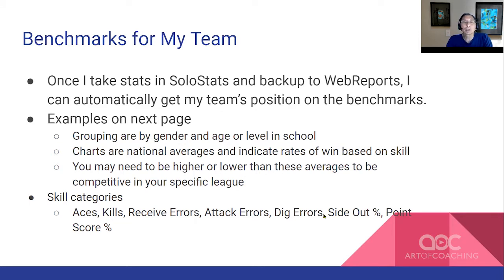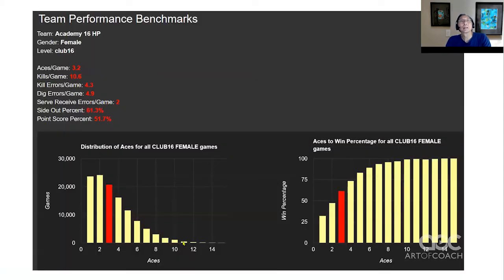The key categories that we track are aces, kills, right, receive errors, attack errors, dig errors, side out percentage, and point score. Okay, so here's an example of a chart, and let me actually show you the actual chart in our system so that you can see how that works.